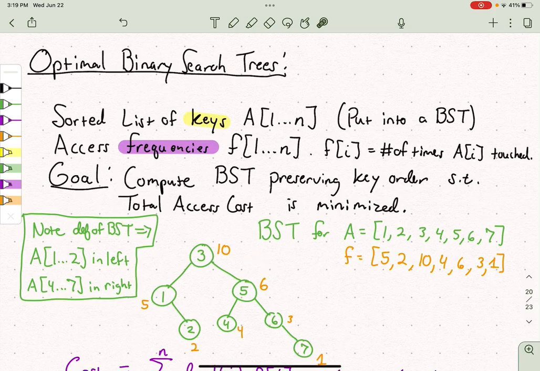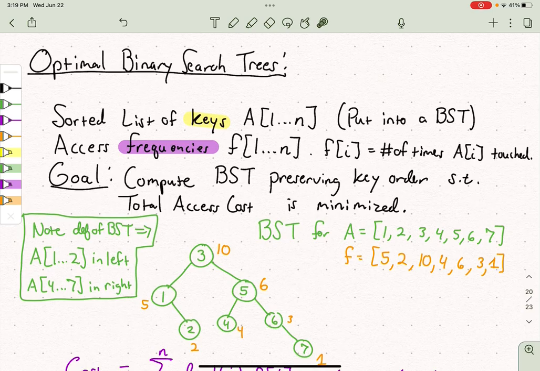The key property of binary search trees is that if you have a key in some node, then every key in the left subtree has to be smaller than it. So here 1 and 2 are smaller. Everything in the right subtree has to be larger than it, so these are all larger than 3. Similarly for 1, the things on the right are larger than it, and things on the left are smaller. Then F in orange are the accesses. So 3 is accessed 10 times, 2 is accessed only twice, and so on.